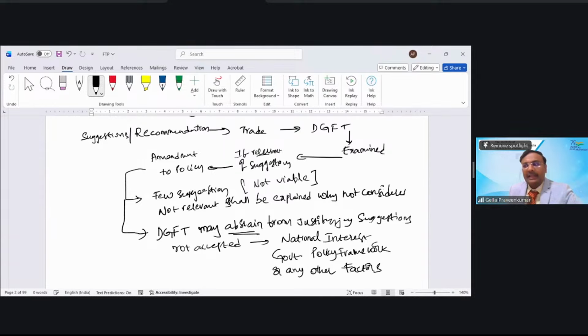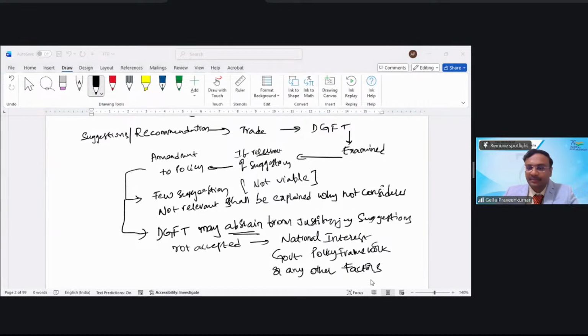So in examination, you can expect a 3 marks theory question from this aspect. Whenever suggestions and recommendations are made by the trade, is it binding on the DGFT to adopt those suggestions and recommendations? Answer: they take into consideration suggestions; if relevant, they adopt them. Suggestions not relevant, they try to justify, on grounds such as not being practical for implementation. They may also keep silent without justifying why they have not accepted, where the backbone for this silence is national interest or government policy framework.